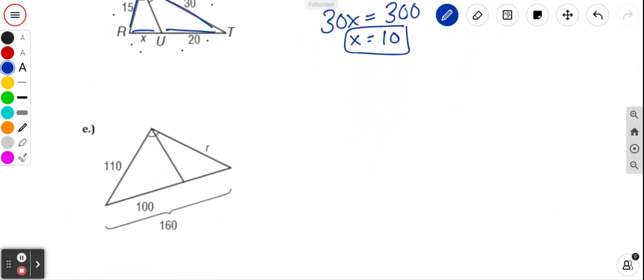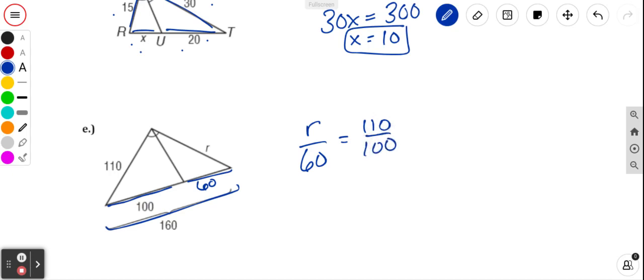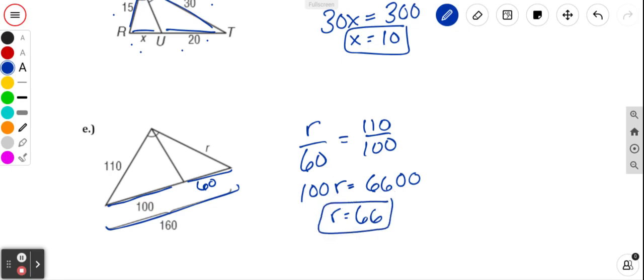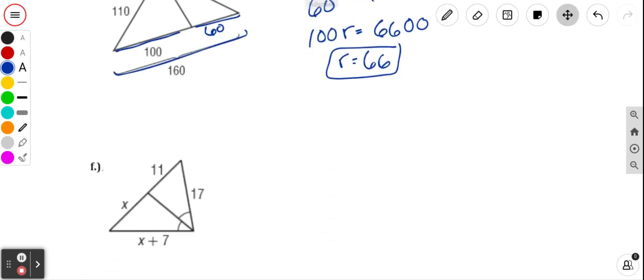Okay, sometimes you have to subtract, just like how we've been doing. So this 160 is the whole thing. That whole bottom is not proportional to anything. It's these two little pieces. So if we subtract 100 from 160, this is 60. So now I can do R to 60 equals 110 to 100. So that's going to be 100R equals 6,600. And then divided by 100 is going to be 66. So there's that one.